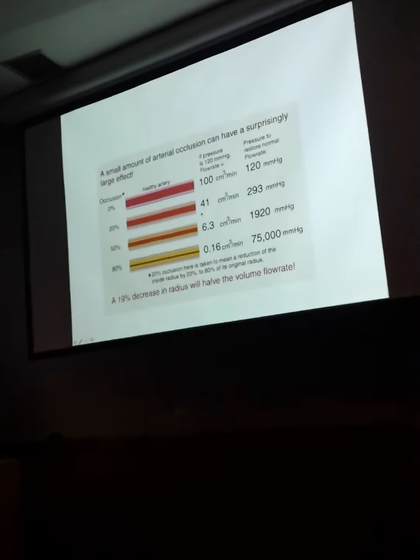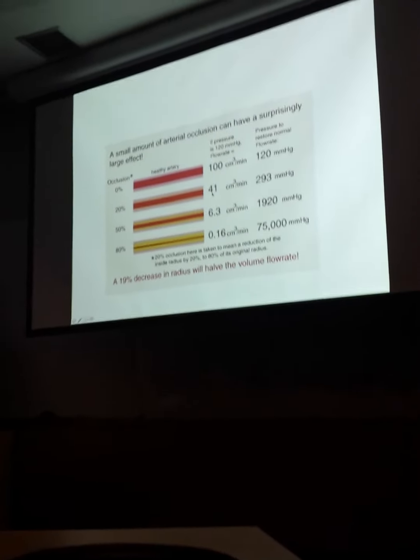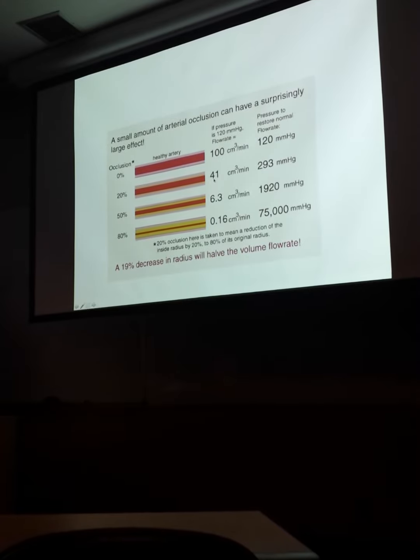Artery will more than halve the volume flow rate. So small changes that are preventing flow through a vessel have a really dramatic effect on resistance, increasing resistance, and a really dramatic impact on fluid flow to that tissue. You can see how it increases up to 80%.